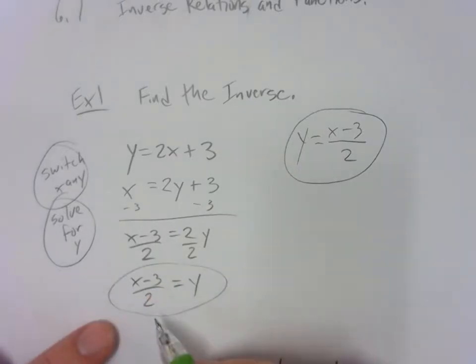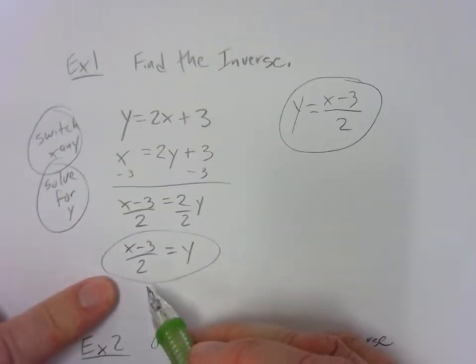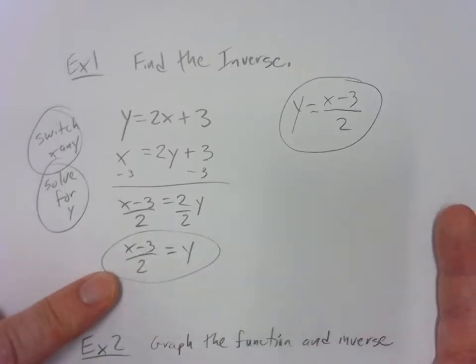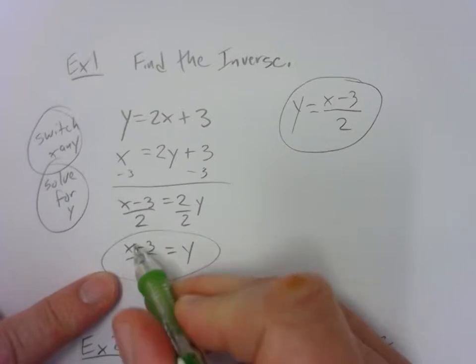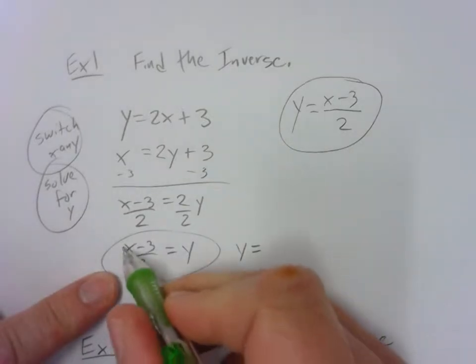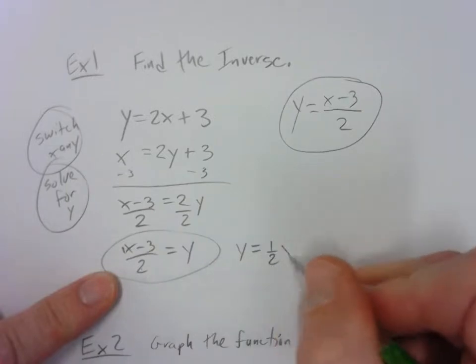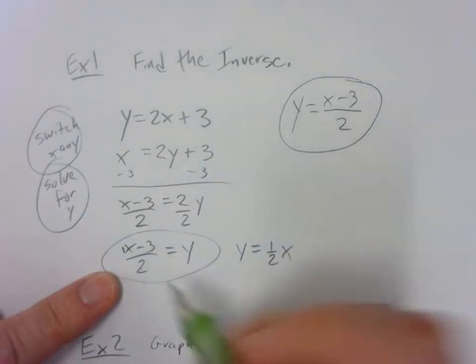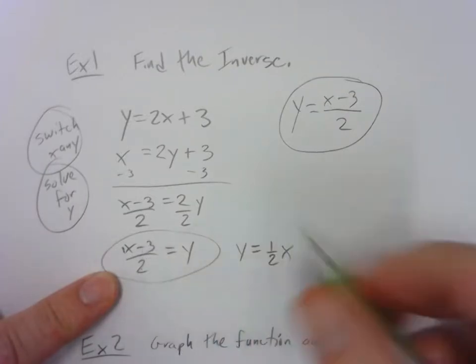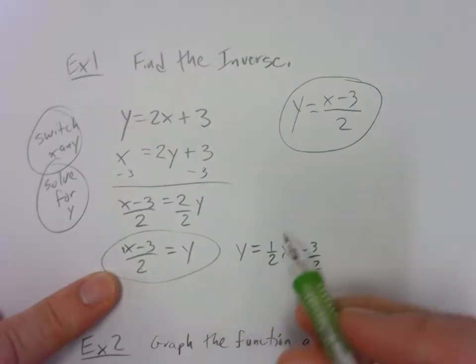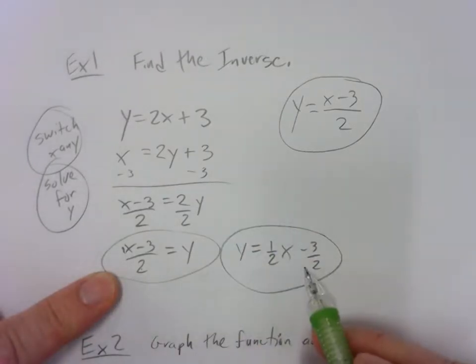If you were to graph this, it's not so easy to graph because you have to have a slope and a y-intercept is easier. So I'm going to distribute the division of 2. So this is probably a better answer. 2 divides into x to make 1/2 x, so that's the slope. So slope of 2, slope of 1/2. And then negative 3 over 2 is negative 3/2. So I distributed the division. So this would be an answer to type into a graphing calculator or whatever.